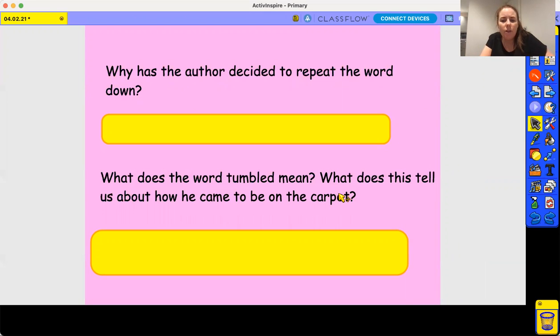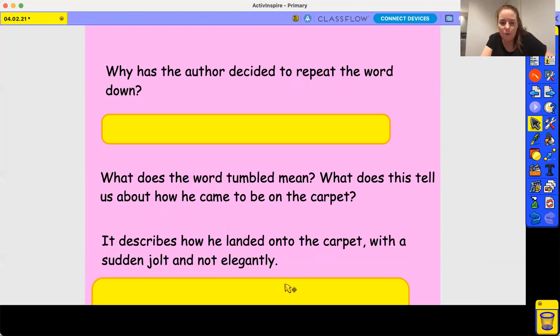What does the word tumbled mean? What does this tell us about how he came to be on the top carpet? Well, I stole this word, didn't I, and used this in my writing. It describes how he landed on the carpet. It wasn't elegantly, it was a sudden jolt. It was quite clumsily, wasn't it?